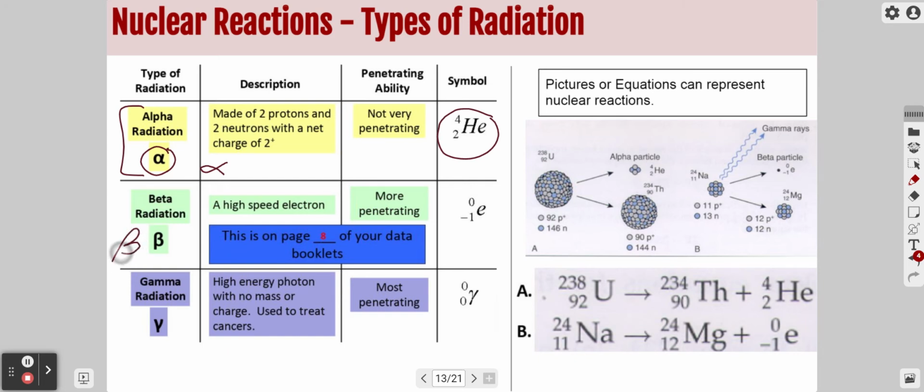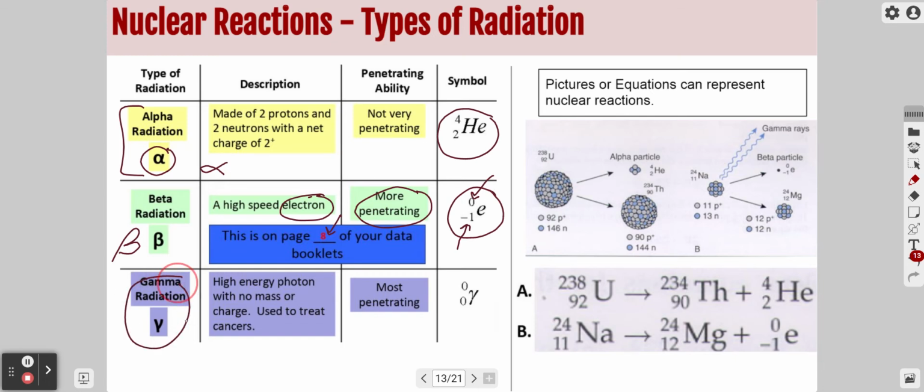So beta radiation is a high-speed electron, and this is definitely more penetrating. You can see all these different types of radiation on page 8 in your data booklet, so you don't have to memorize these. You're actually given all this information. And this is what an electron looks like in the isotope notation. It's weird, hey? -1, that's because it has no protons. It's got an electron, so we give that -1. And because the mass number is protons plus neutrons, and it's got none of those, it's 0 mass number.